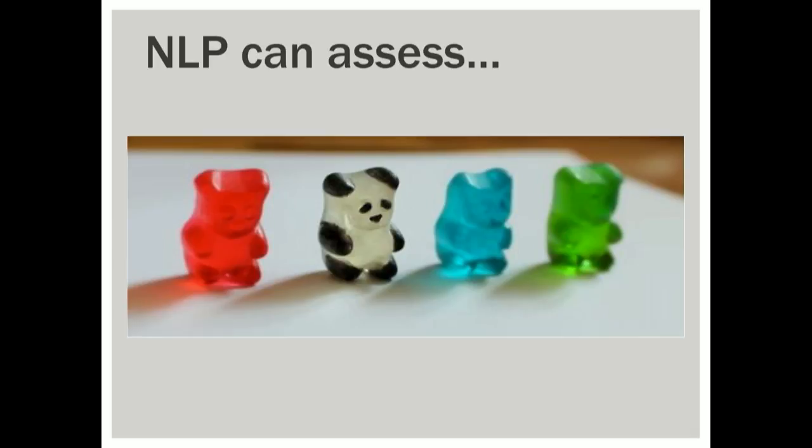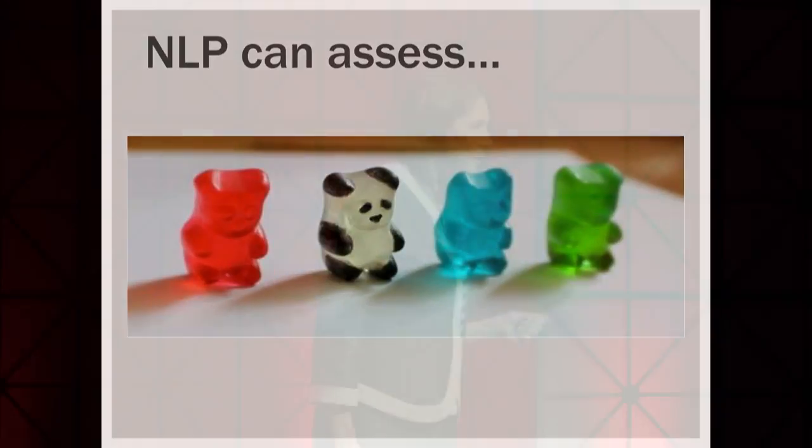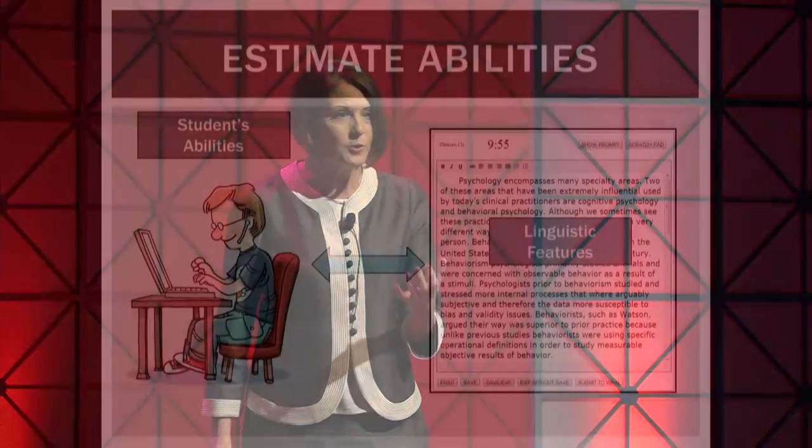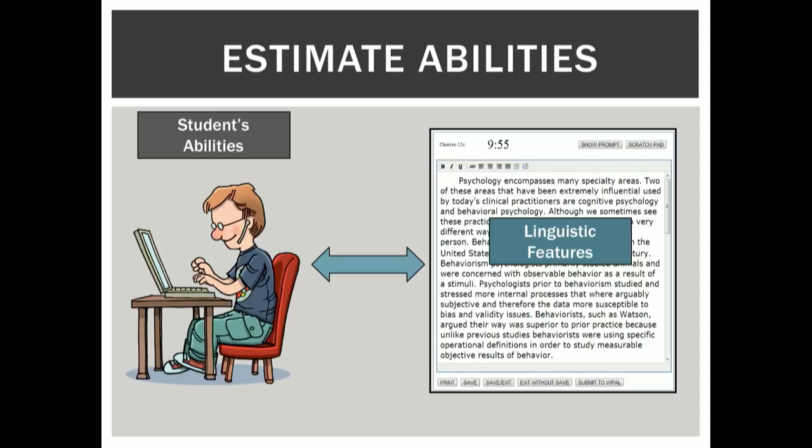We can also assess individual differences. So we can assess your reading ability, your writing ability, how much you know about a topic, how much you know about the world. We can even assess your ability to process information, your working memory capacity. We can take words that you produce, potentially verbally in a discussion, but online, in an essay, in a blog, in an email, in a tweet. We can take those and we can assess an abundance of information about the individual.